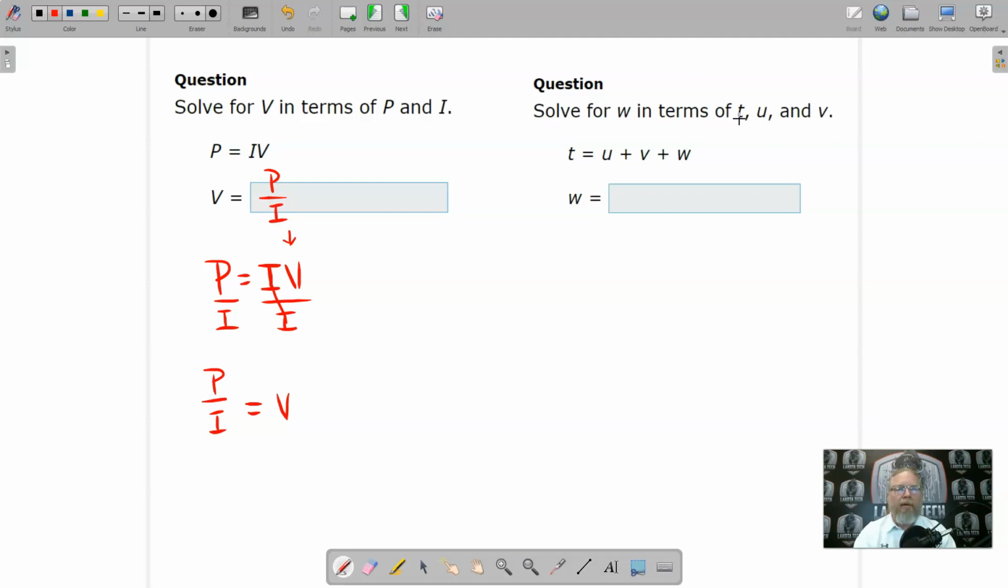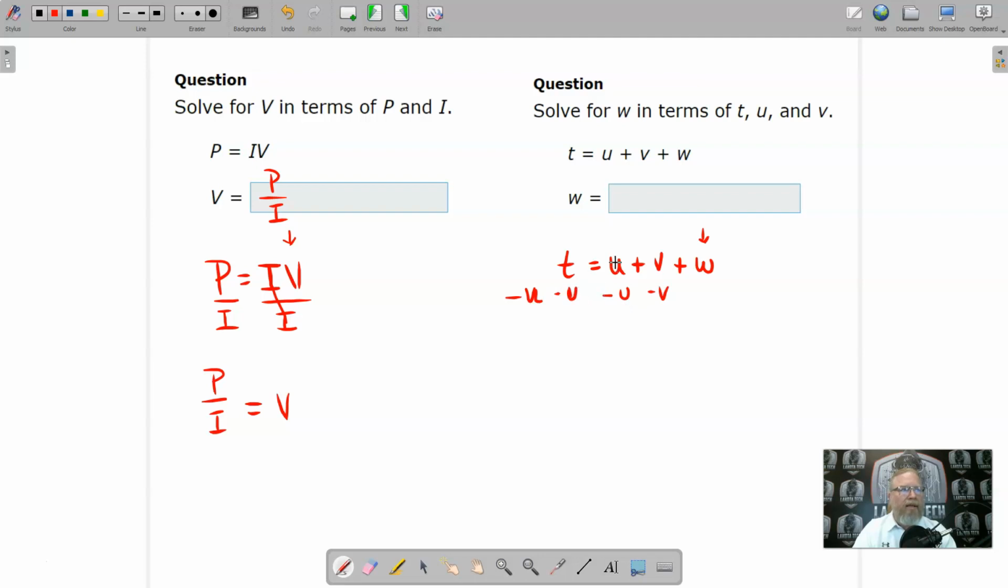Solve for w in terms of t, u, and v. So I have t equals u plus v plus w, and I want to get the w by itself. So here's the w. We have a positive u and a positive v, so we're going to subtract u and subtract v. And what we do to one side, we're going to do to the other. Subtract u and also subtract the v.